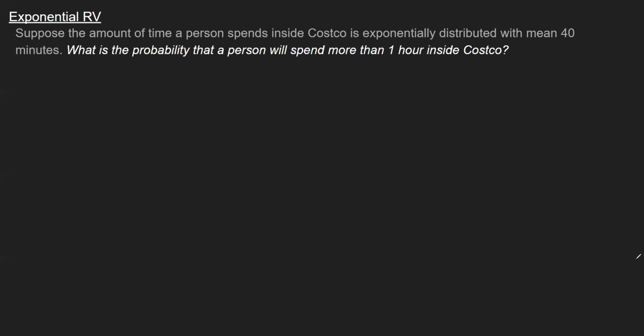Today we're going to look at the exponential random variable. It's in our continuous family. It's one of the special types. In this problem here, we are looking at the amount of time someone spends inside Costco. So that is my random variable, and that's going to be my x. Now the problem tells me x is exponential.